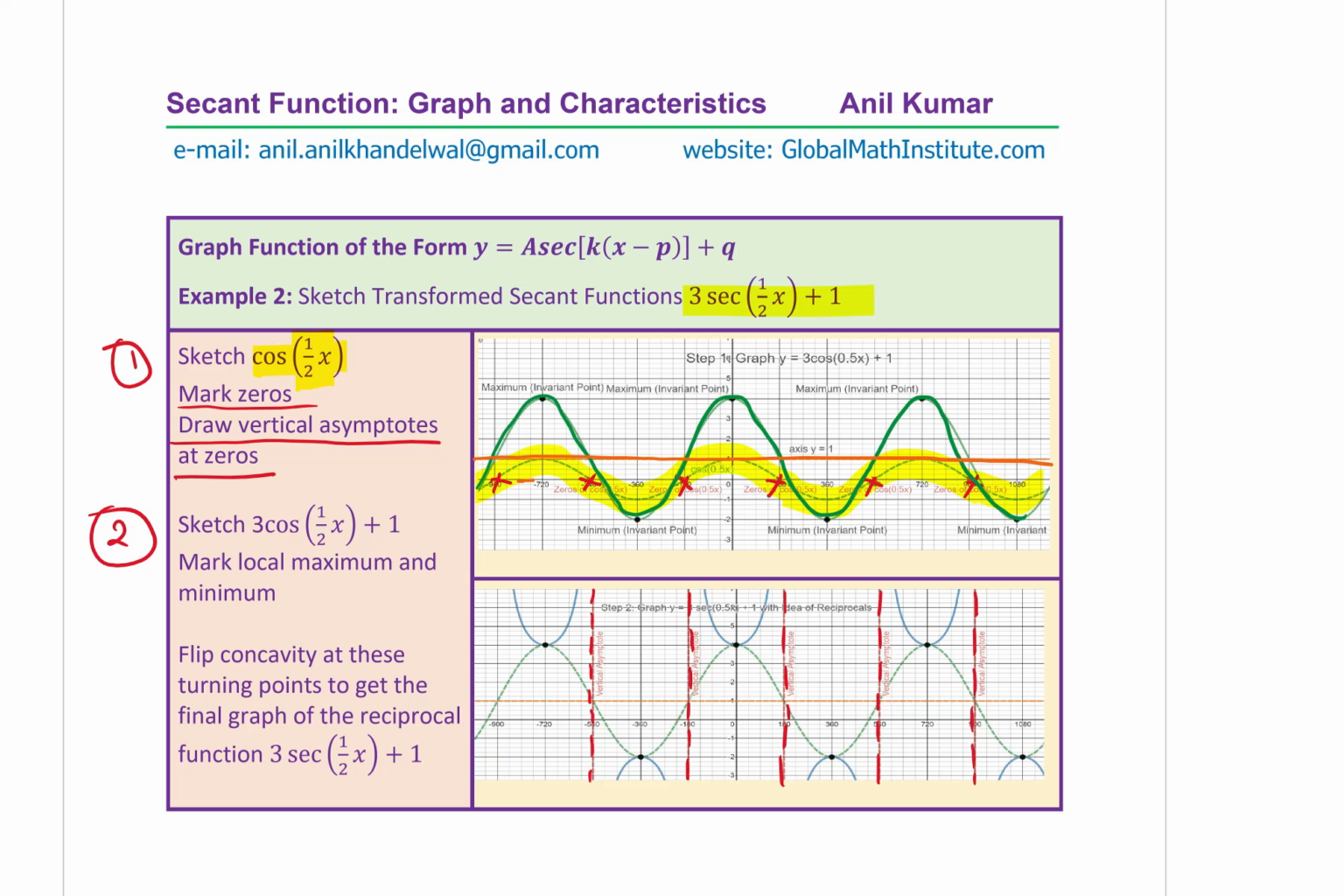So what we have here is the equivalent reciprocal function, which for us is 3 cos of half x plus 1, correct? We got this function now. We have already formed the vertical asymptotes, as very clearly shown here, right? And now, what do we need to do? We need to sketch the secant function by marking the common points, which are the turning points on the cosine function, and then flipping over the concavity, correct? Once you do that, you get your secant function. Is that clear to you?